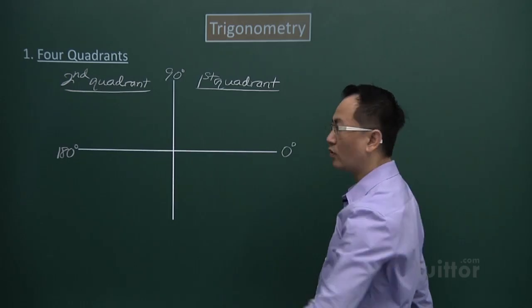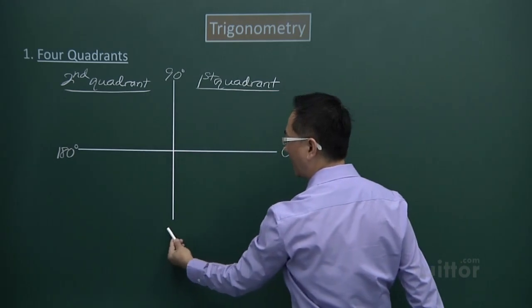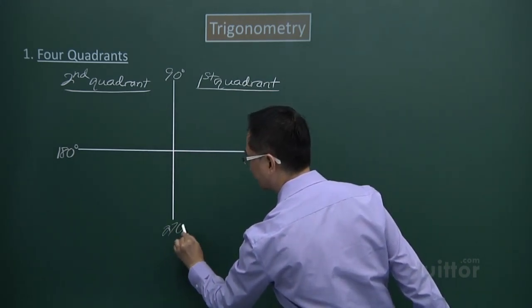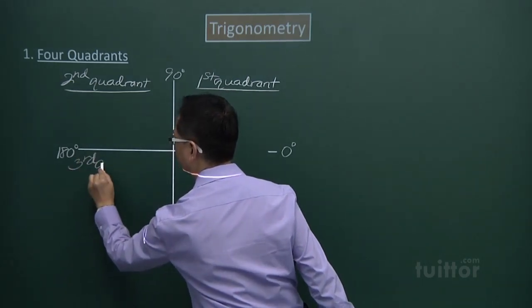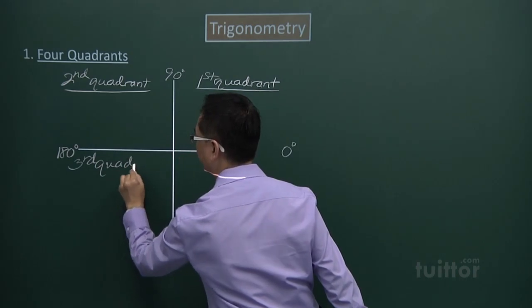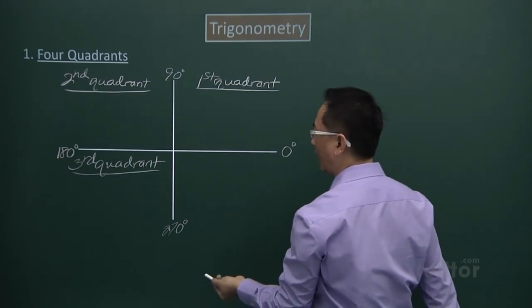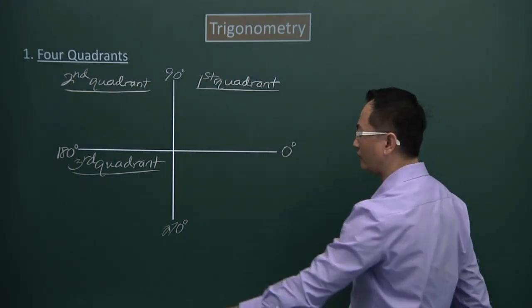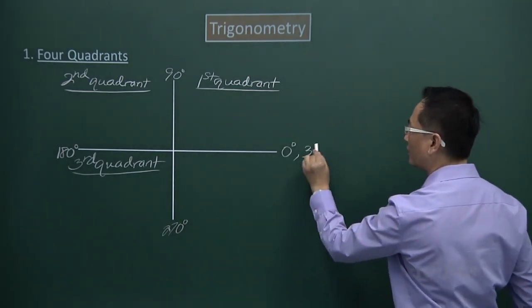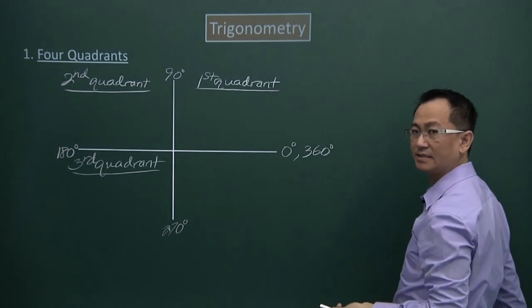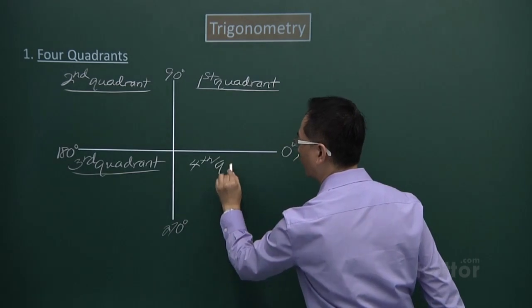And for the third quadrant, I will have angles between 180 degrees and 270. And for the fourth quadrant, I have angles between 270 and 360. So that is my fourth quadrant.